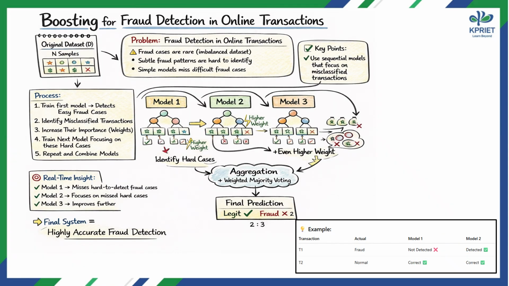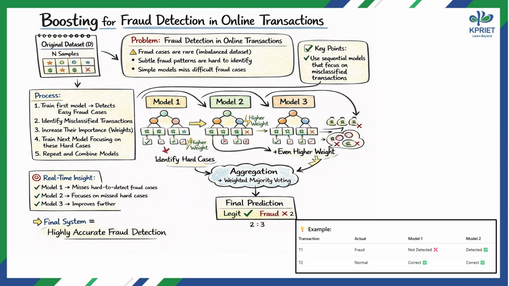Now this is a real-time example of fraud detection in online transactions. Fraud cases are rare, making an imbalanced data set, and subtle fraud patterns are hard to identify, so simple models miss difficult fraud cases. The process is: train the first model, detect easy fraud cases, identify misclassified transactions, increase their importance, train the next model, focus on these hard cases, and repeat, combining the models.